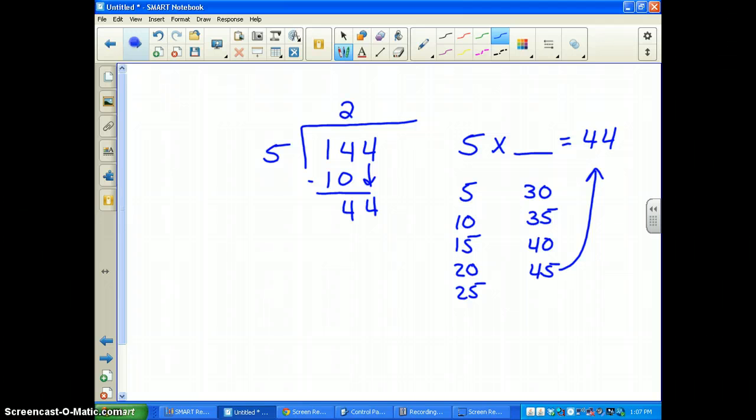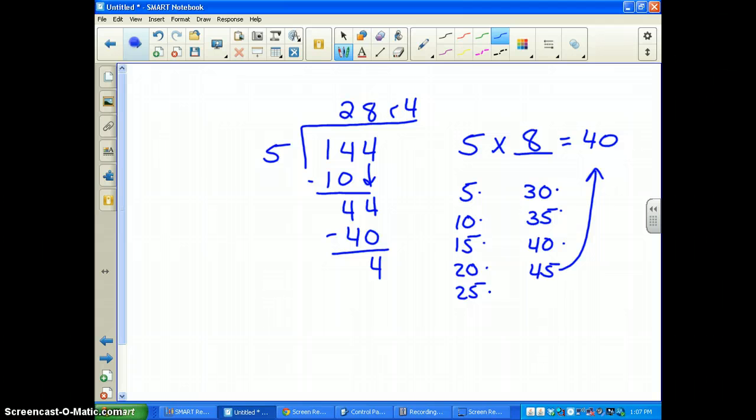And we know that 5 can go into it once, twice, 3, 4, 5, 6, 7, 8. So really it's 5 times 8 does not equal 44, but it does equal 40. So I'm going to put my 8 right there, and we know that 5 times 8 equals 40. Then we subtract and have a remainder of 4, which means that our answer is 28 remainder 4.